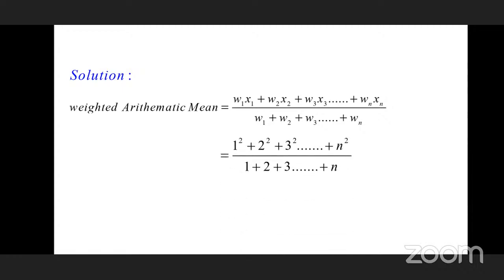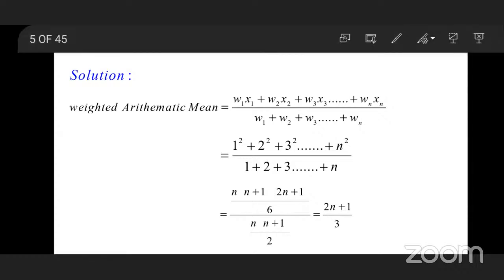We take 1 into 1, 1 square, 2 into 2, 2 square. The sum of n squares formula is n into n plus 1 into 2n plus 1 by 6. The denominator value is n into n plus 1 by 2. Now, n into n plus 1 and n into n plus 1 get cancelled. 2 by 6 gives 1 by 3. Therefore, the solution is 2n plus 1 by 3, which is our correct solution of the problem.